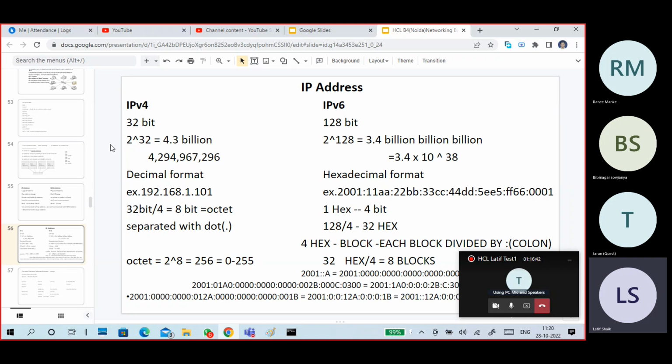You write an IPv4 address in four parts. You can see 192 is one part, 168 the second part, 1 the third part, 101 the fourth part. Each part is divided by a dot. So I divide the total 32-bit number into four parts. 32 by 4 is 8 bits. This 8-bit group we call an octet. So the first part is the first octet, the second one is the second octet, the third is the third octet, and the fourth part is the fourth octet. Each octet is separated with a dot.